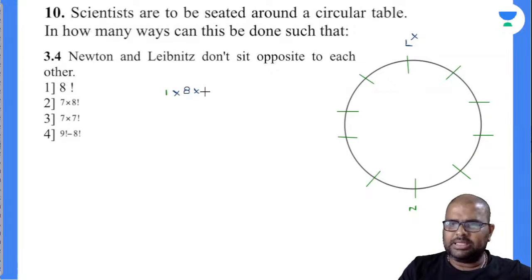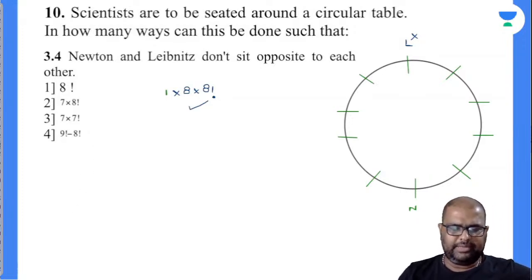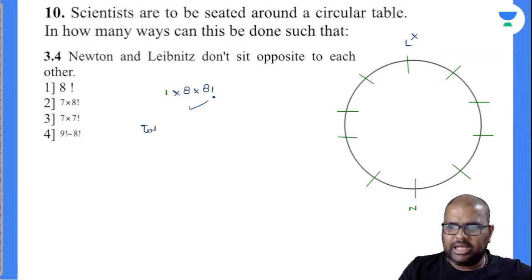Remaining how many persons are there? 8 persons are there, and those 8 persons must be seated in 8 factorial ways. But there is no option here. Let's do one thing. See here, total there are 10 scientists. From total ways, I will be subtracting the ways where Newton and Leibniz sit opposite to each other. That will be perfect now.